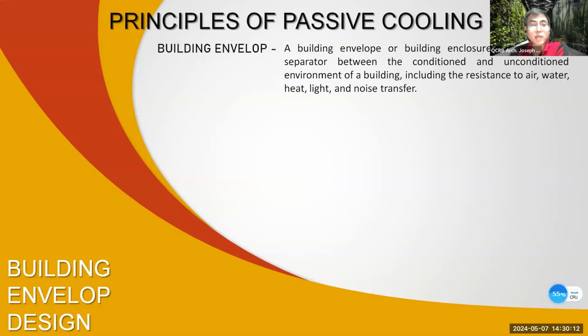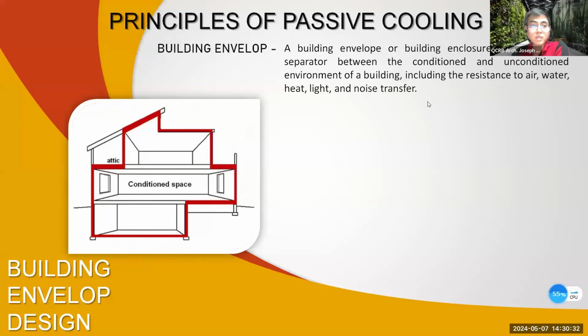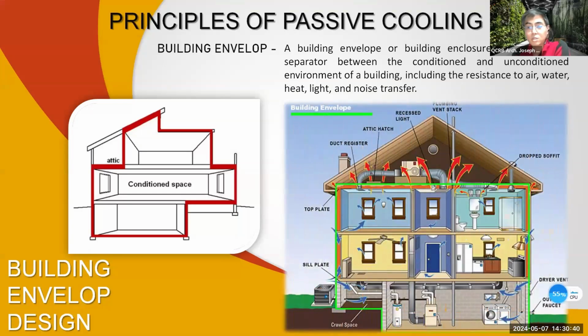Before we can understand how we can protect our building, we have to understand how we design our buildings. We have to understand the building envelope. The building envelope is the physical separator between the conditioned and unconditioned environment of the building, including the resistance to air, water, heat, light, and noise transfer. Basically, it's the enclosed portion of the house that we want to control the humidity as well as the temperature. So this is the envelope.